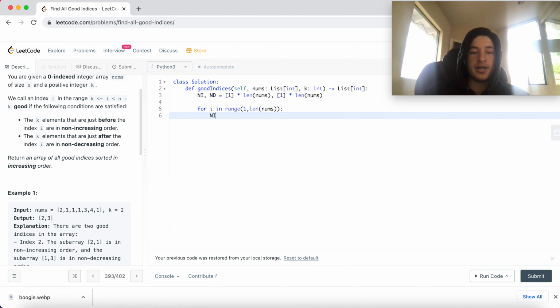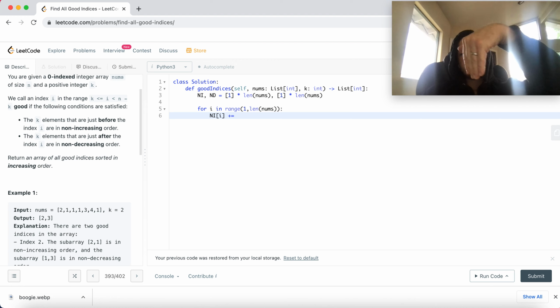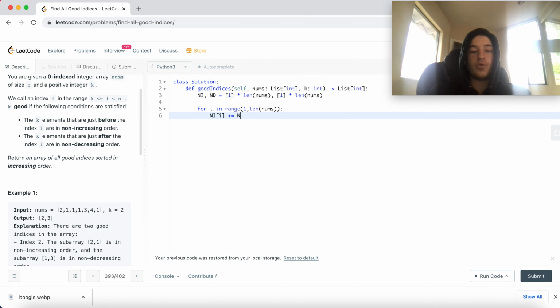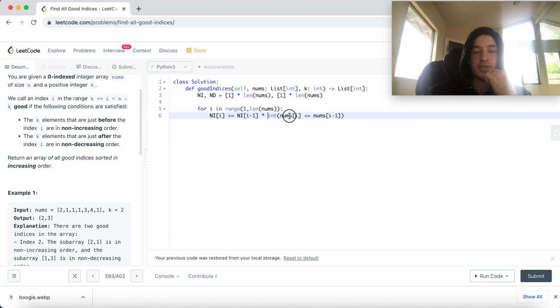So for non-increasing at I, you're going to plus-equal the previous element's value, only if nums at I is what? What does it mean to be non-increasing? If it's not increasing, then it's less than or equal to the previous element, right? So this will be 0 if it's not true, and we won't increment non-increasing at I at all. If it is true, then we will increment it by 1 every time.